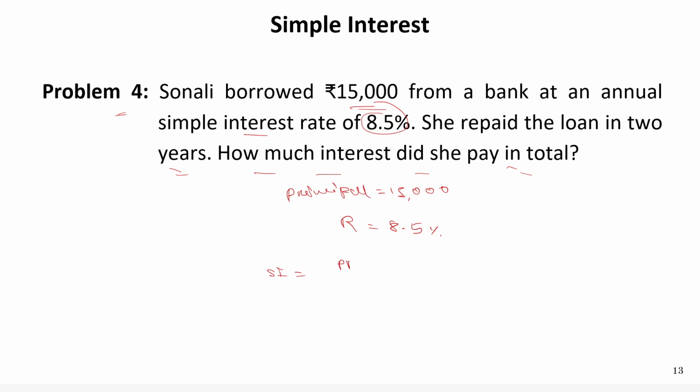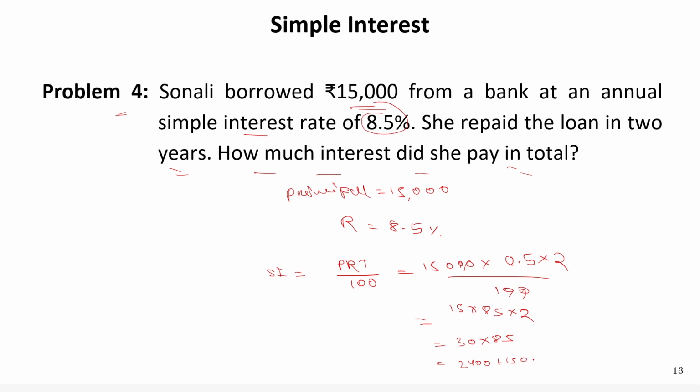So PRT by 100. We will use this formula, right? So 15,000 into R is equal to 8.5 into 2 years, so 2 by 100. So this is equal to, let's cancel out 2 zeros from here. So it is 15 into 85 into 2. So it is equal to 30 into 85. 30 into 80 is equal to 2400 plus 5 into 30 is equal to 150. 2400 plus 150 is equal to 2550. So this much amount of interest you will pay.